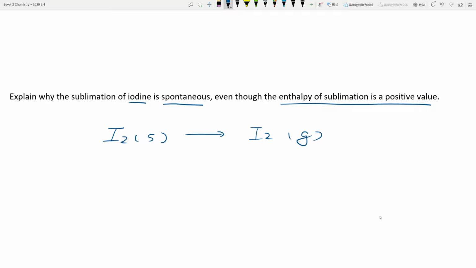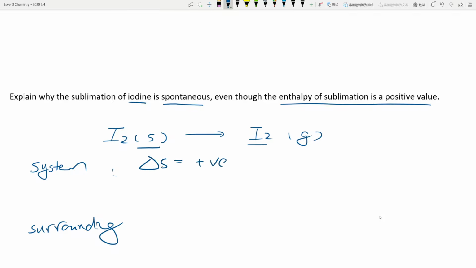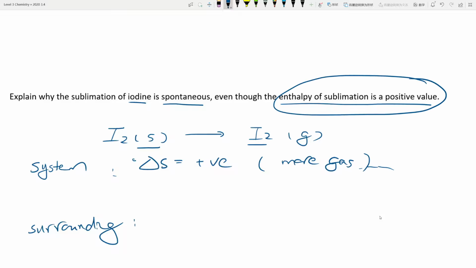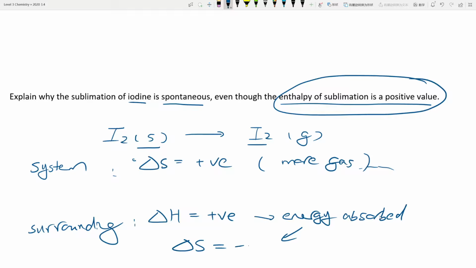Again, whenever you do questions like this, think about the system and think about the surroundings. Let's look at the system. This is obviously positive because you're going from 1 mole of solid to 1 mole of gas, and they're more random. Let's look at the surroundings. They told us this enthalpy is positive, so energy is absorbed, and looking back at the previous examples, we figured out that the entropy change is going to be negative.